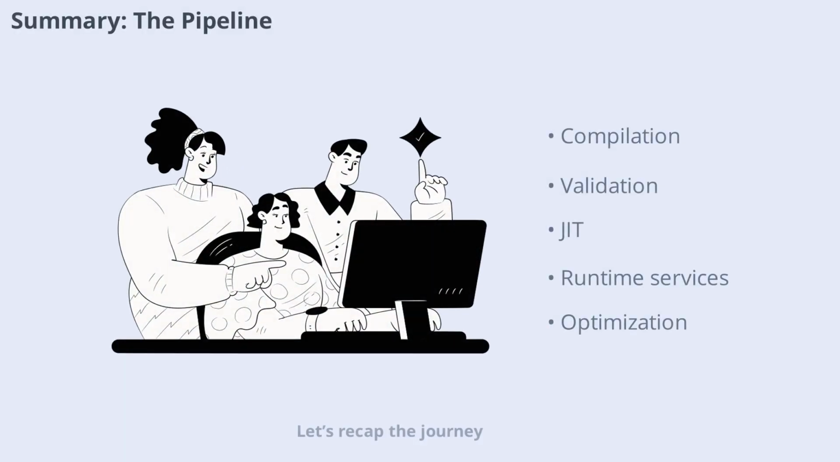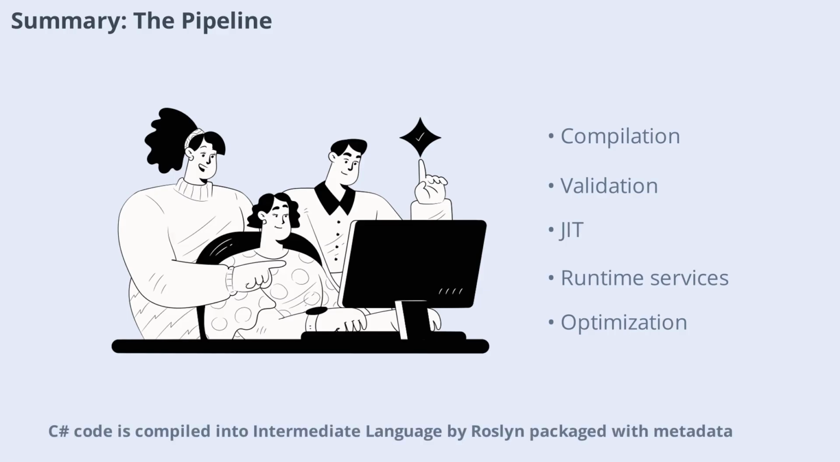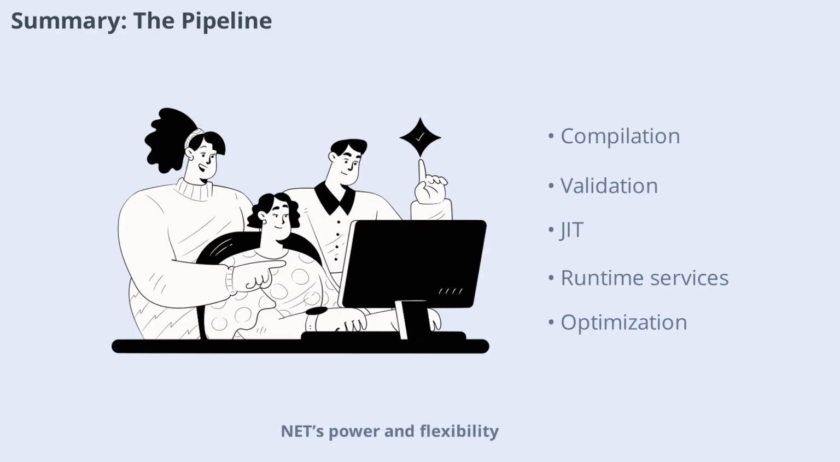Let's recap the journey. C# code is compiled into intermediate language by Roslyn, packaged with metadata, and loaded by the common language runtime. The CLR validates the IL, manages memory, handles exceptions, and provides concurrency support. Just-in-time compilation transforms IL into native machine code, optimized for the current platform. Runtime services ensure safety, security, and reliability throughout execution. This pipeline is the foundation of .NET's power and flexibility.